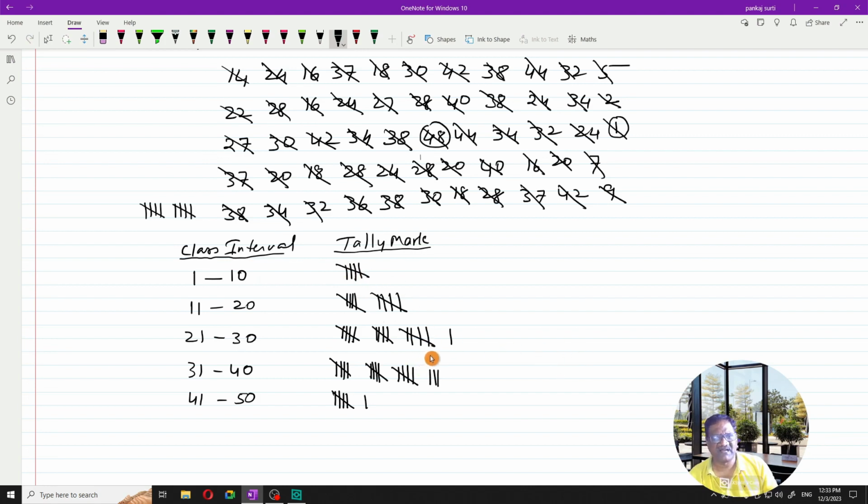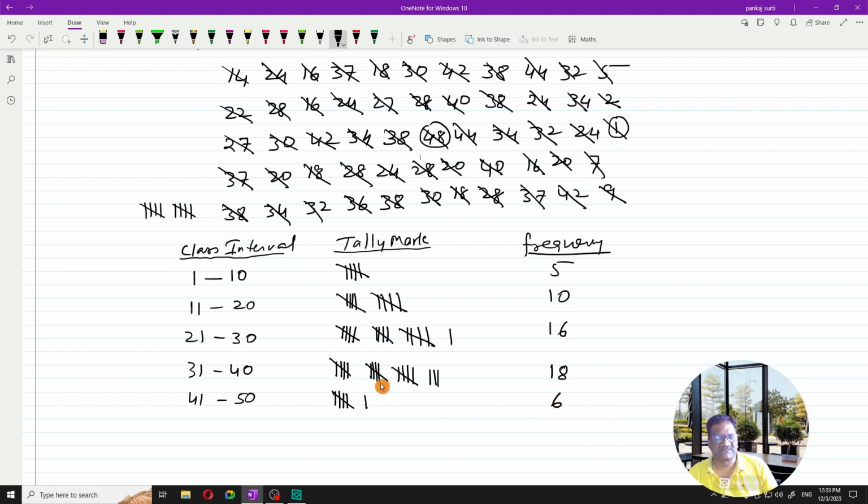So the tally marks have been marked by me, and now I'll write your frequency. Frequency is nothing but the tally marks you have to write in numbers. So this is 5, so I'll write here 5. This is 5 and 5, 10, so I'll write here 10. This is 5, 5, 10, plus 5 is 15, plus 1 is 16, so I'll write 16 over here. This is 5, 5, 10, 5, 15, and 3 is 18, so I'll write 18 over here. This is 5 and 1, 6, I'll write a 6 over here.